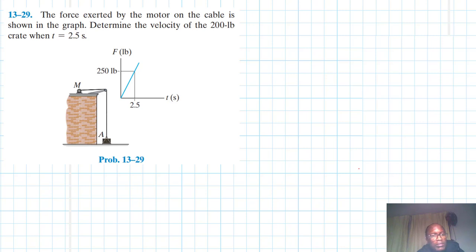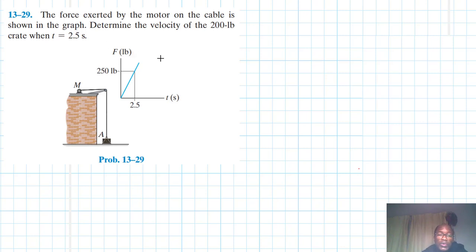The problem reads that the force exerted by the motor on the cable is shown in the graph. Determine the velocity of the 200 pound crate when t is equal to 2.5 seconds. This problem is coming from Engineering Mechanics: Dynamics, 14th edition by R.C. Hibbeler. So we have a force being exerted by a motor on the cable, and it is shown in the graph. It's a function of time, and it's a linear function. And we have been asked to determine the velocity of the crate when t is equal to 2.5 seconds.